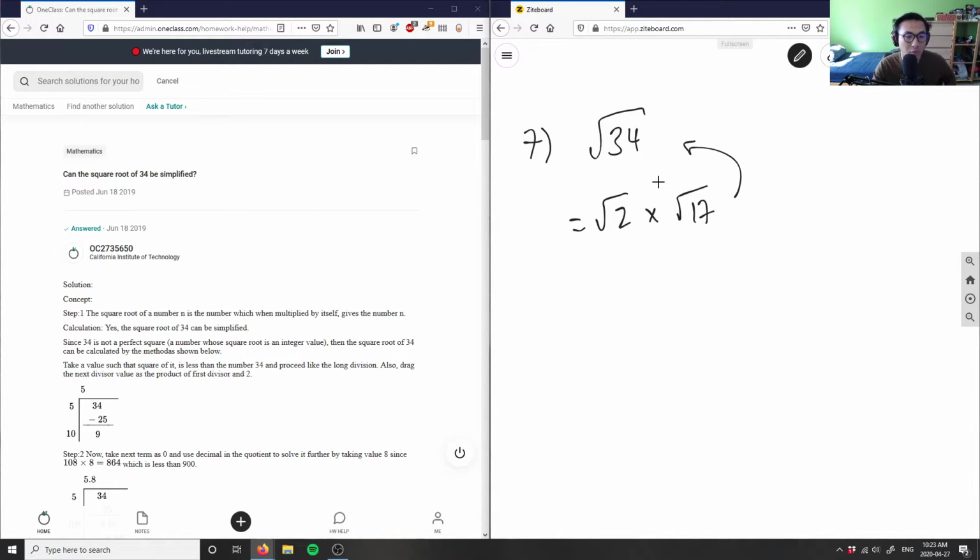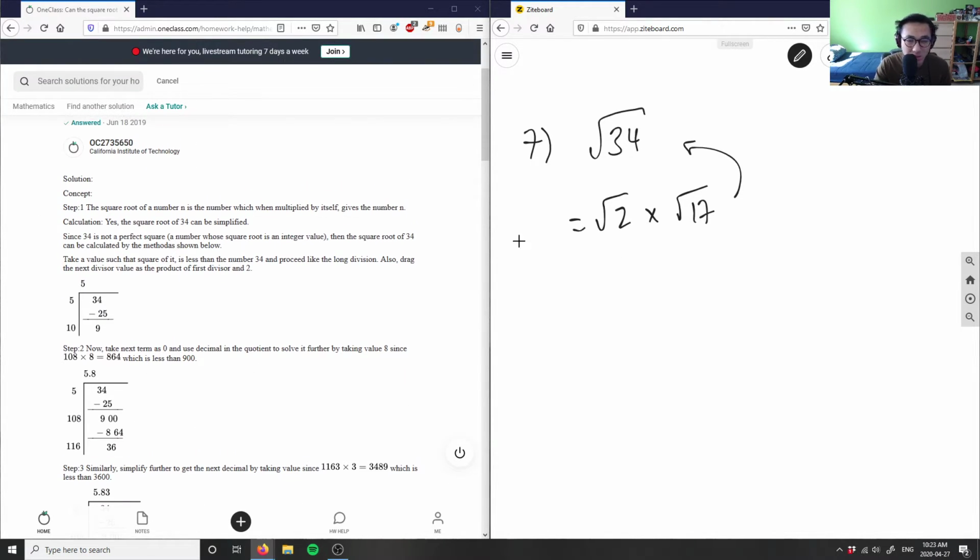But I think what the student did was calculate the exact value of the square root of 34. Again, what we could do is always use a calculator to solve for this. So root 34 would equal about 5.83, and that's what they're doing here. They're using the concept of long division to figure out what the square root of 34 is. So let me just go over the solution with you as well. They're basically using the same thing as long division.